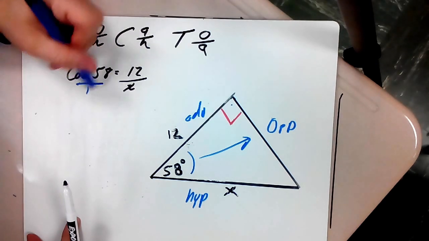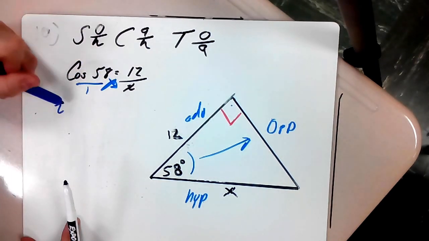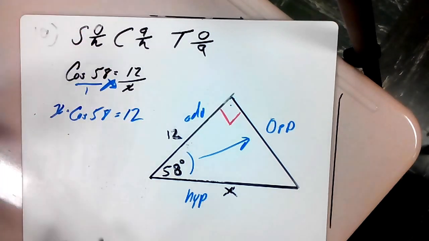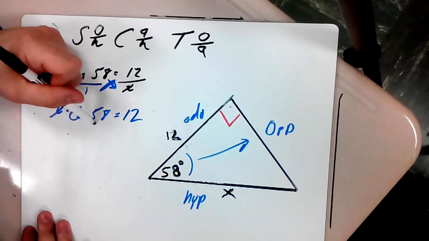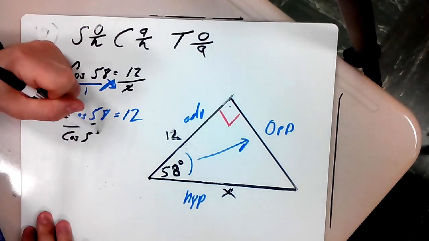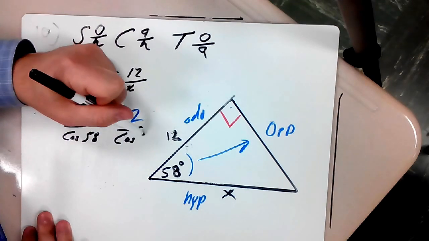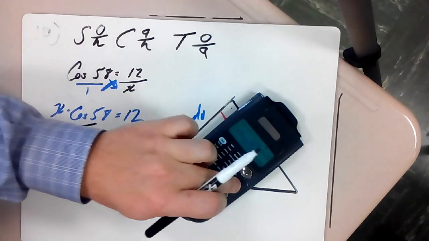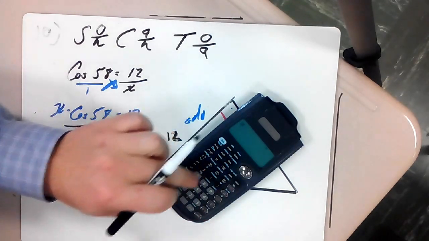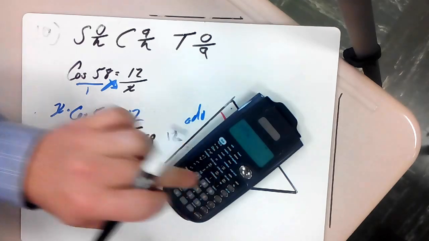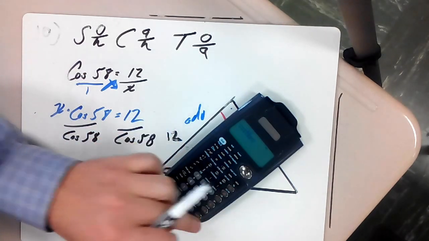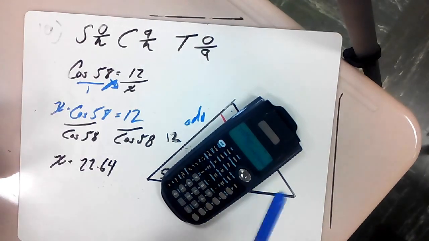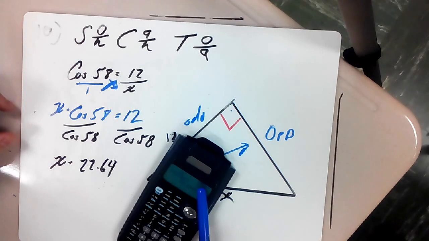I'm going to cross multiply, so x times cosine 58 equals 12. Again, x is not by itself, so I'm going to divide by cosine 58. And x equals, let's take a look. I'm going to use my fraction button this time: 12 over cosine 58. And there we go, 22.64.